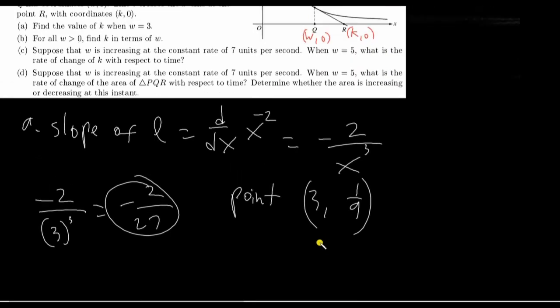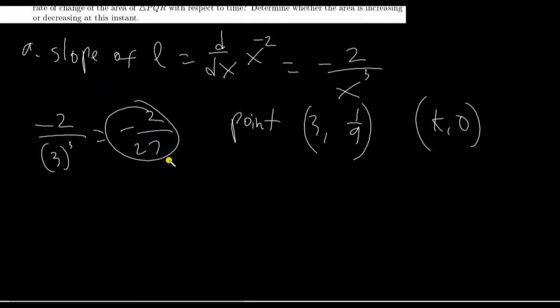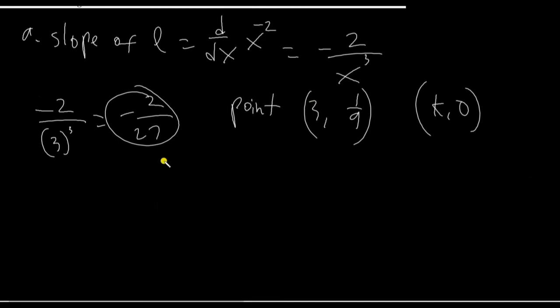Alright, so we want to find k, and so therefore we also know that point k comma 0 is on the line as well. So we have 3 comma 1 over 9, and we have k comma 0. These are both points on line L. We have the slope of line L, so we can use our equation to find the slope the old school way, not using derivatives, using algebra, and we can use these 2 points and our slope to find k.